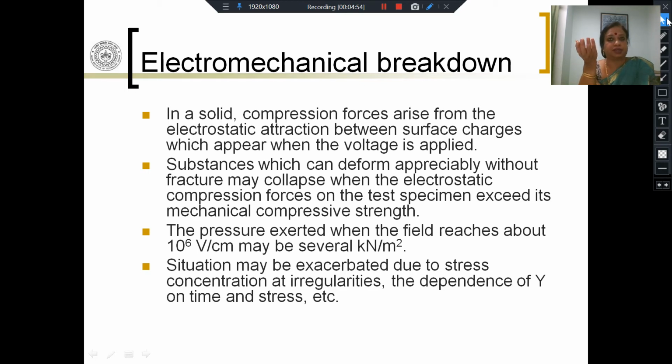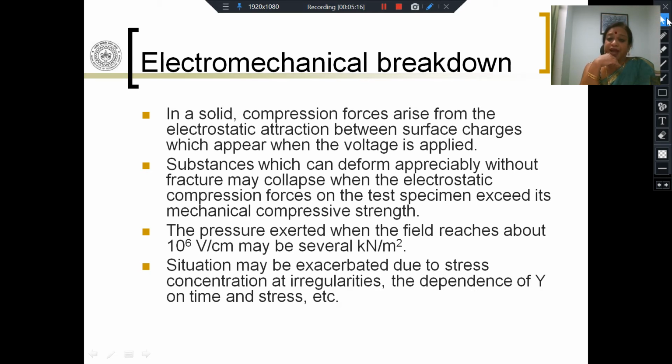If your material breaks, it doesn't matter about your insulation. Even if it has not lost its insulating property, it's not going to be useful to you as an insulation. The pressure exerted, to give you an idea about the kind of pressures we are talking about, let's say you have a field of 10 to the power 6 volts per centimeter applied.